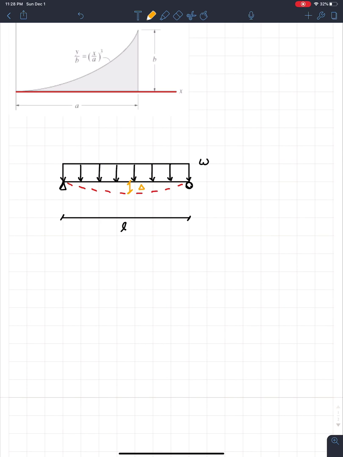And what that really means is, let's say we have a really long beam. It can actually be fine for strength. It can support all the load that we want.